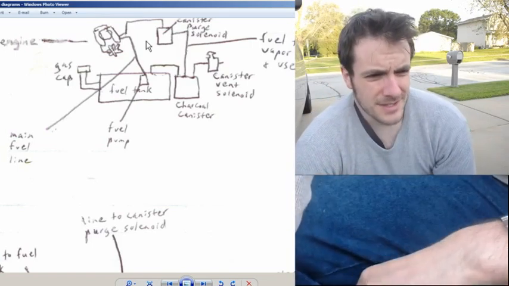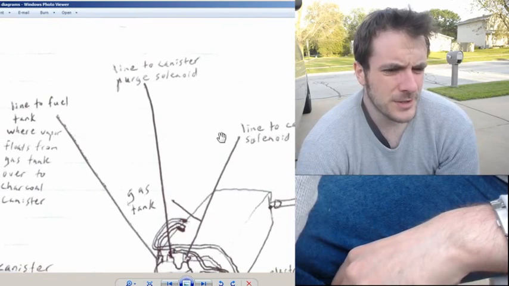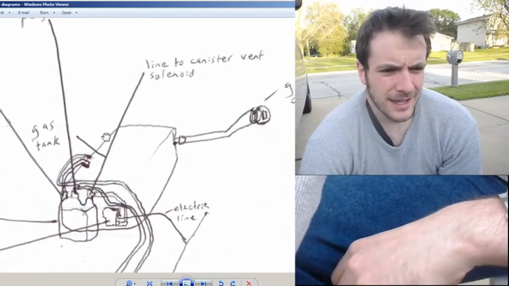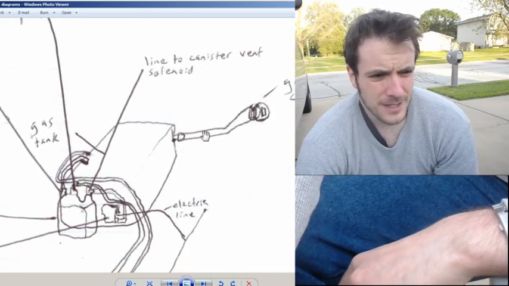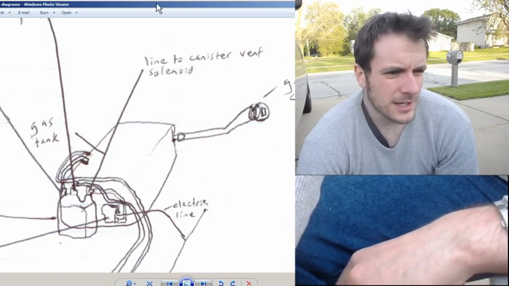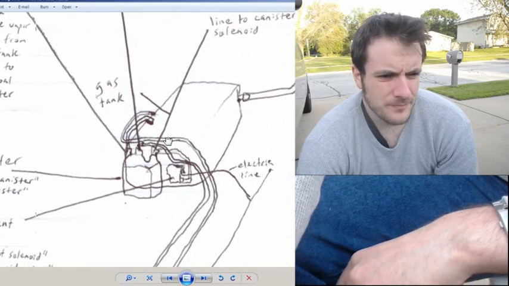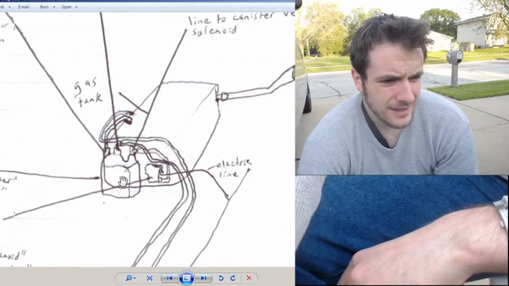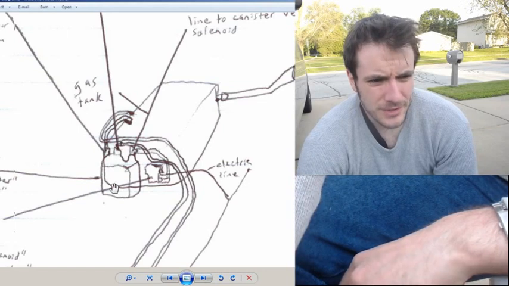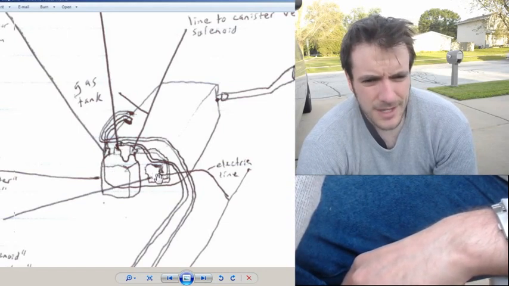Now, this is a classical diagram. If I scroll down, you can see what his van looks like. Here's his gas cap, it comes down, and here's his gas tank. Hold on. Okay, got some lag here. Here's the gas tank. Here's the charcoal canister, which we talked about earlier. Here's the vent solenoid valve.